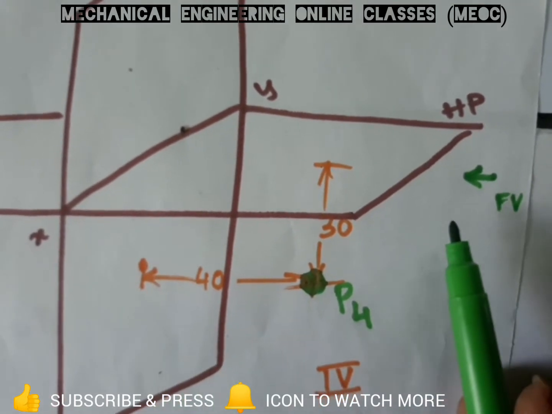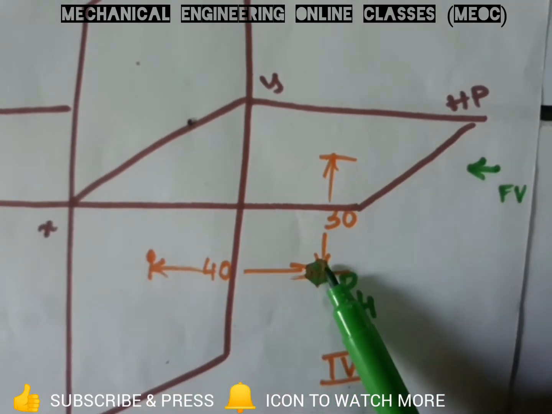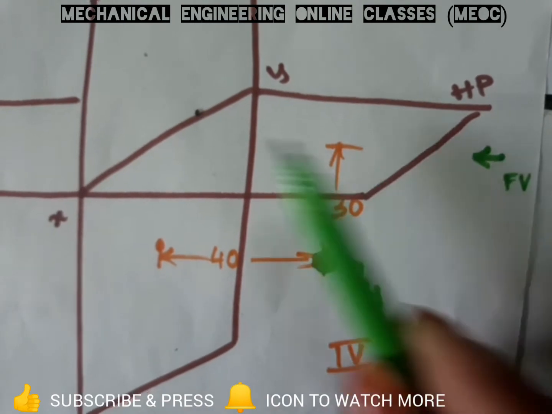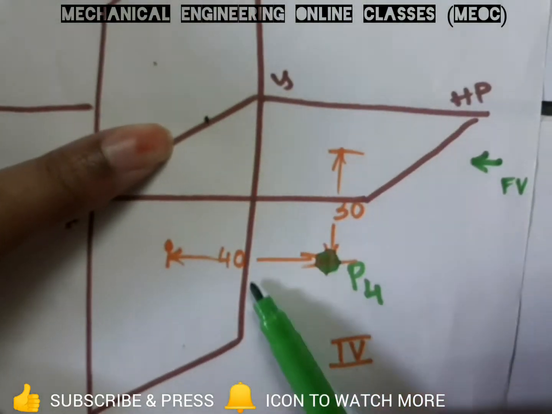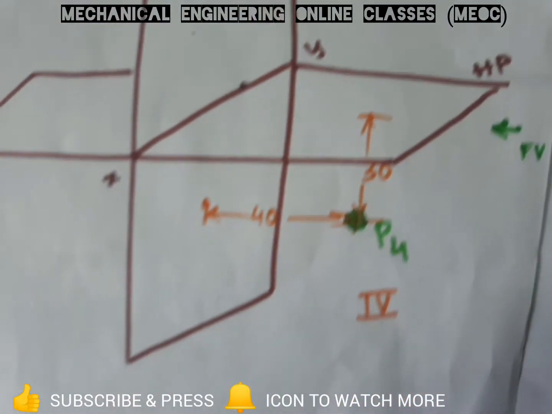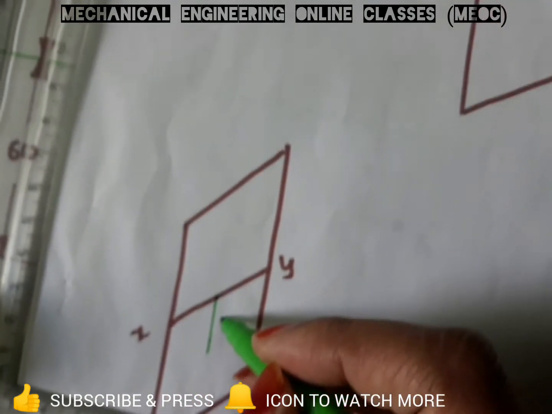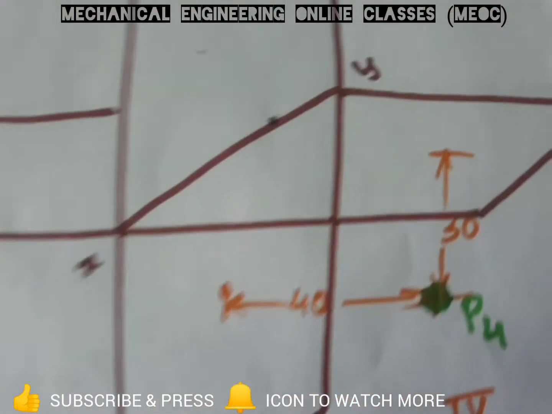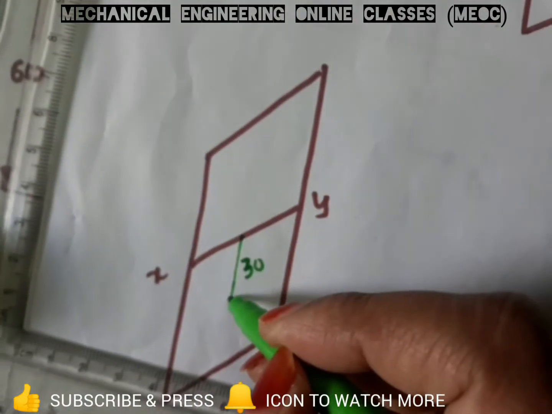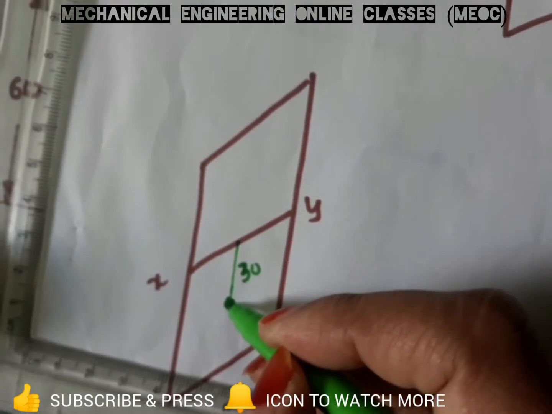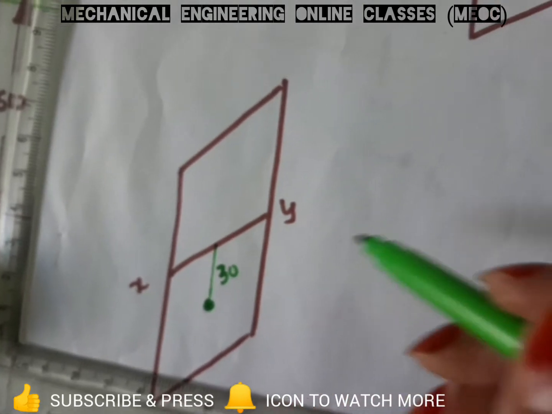So the front view, here is the point. When you are looking from the front, this point is below XY. So I will draw a point here. I will draw a projection line whose length is 30 mm, and this is the point. This is how you see it when you are looking from the front.